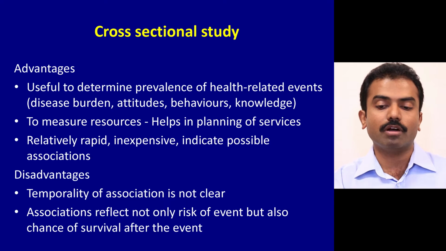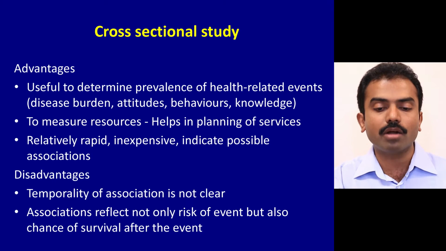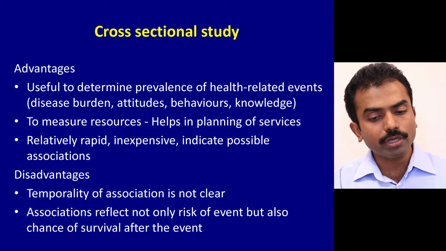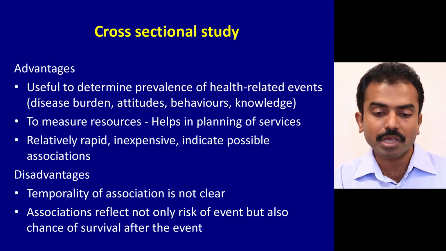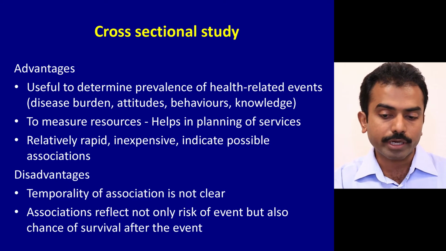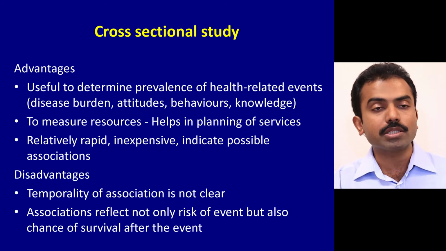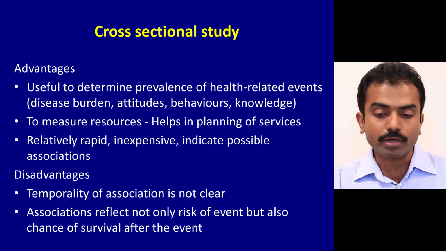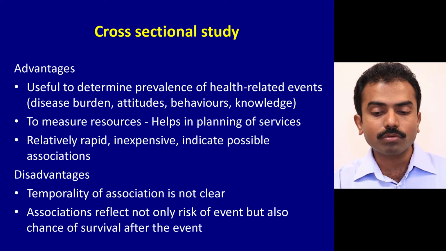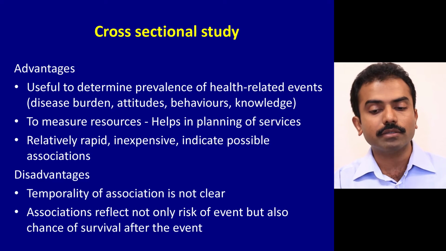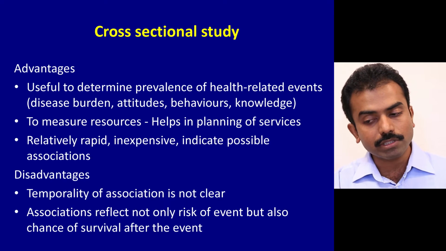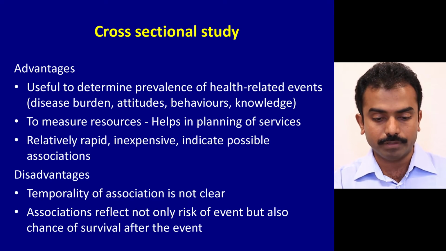How many TB cases are there in a country? And then you can plan accordingly how many staff you require, how many drugs you require, etc. And it's usually relatively rapid and inexpensive because it's one point in time, there are no follow-ups, and it does indicate possible associations, although you will not get it fully teased out in the first pass, but it provides indicators. Maybe this is something that we need to study further.